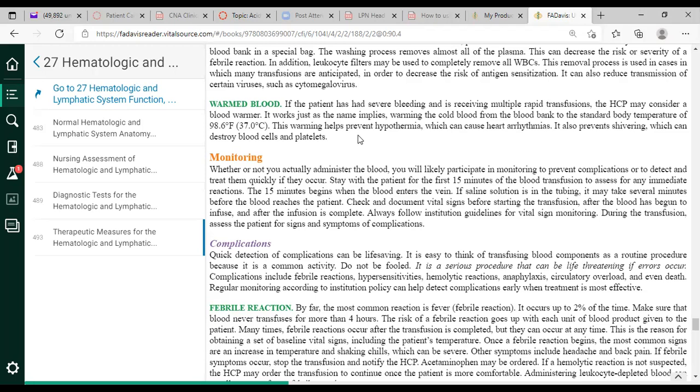Check in, document vital signs before starting the transfusion, after the blood has begun to infuse, and after the infusion is complete. Always follow institution guidelines for vital sign monitoring during the transfusion. Assess the patient for signs and symptoms of complications.